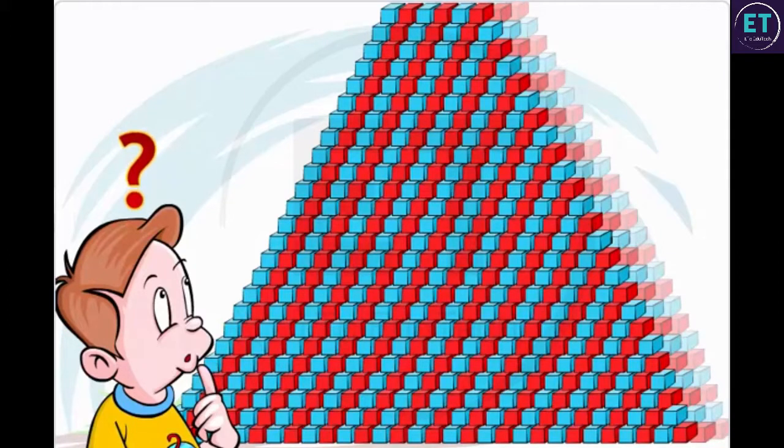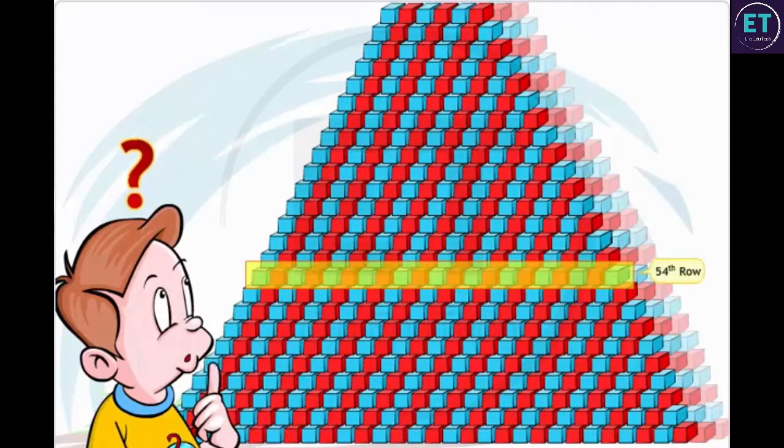However, consider a situation where the pyramid is much higher, maybe 200 bricks. How many bricks would the child need for the 54th row? It's a little more difficult to figure out, right?